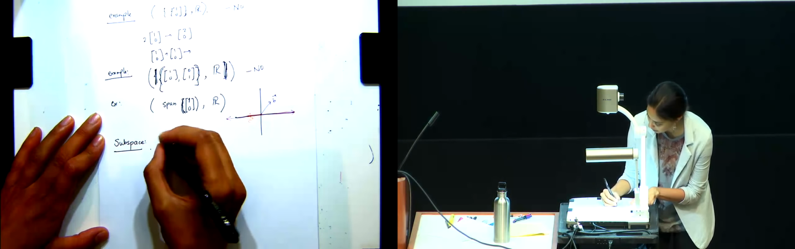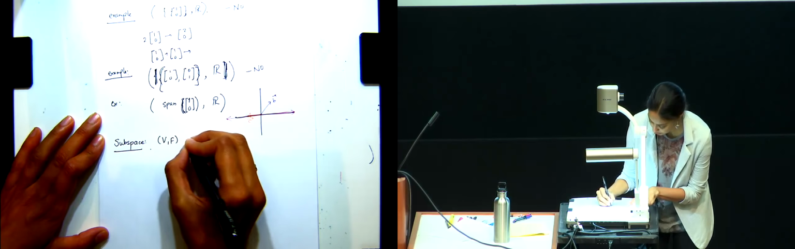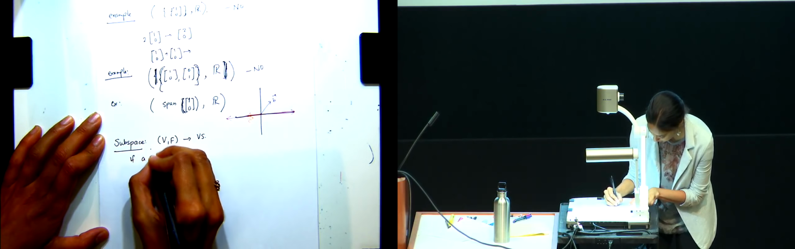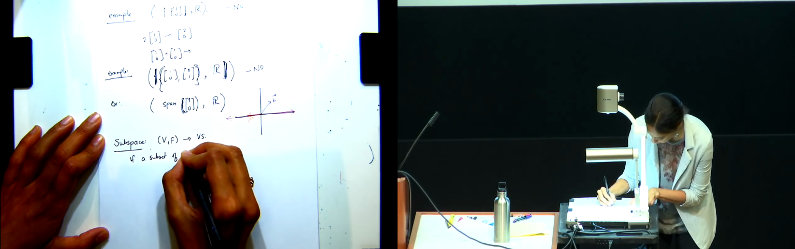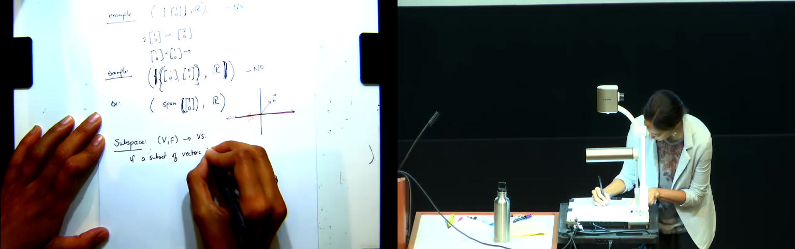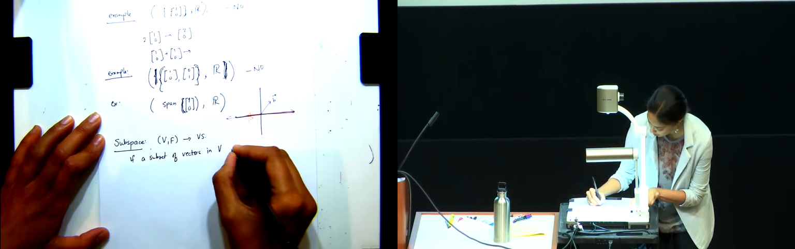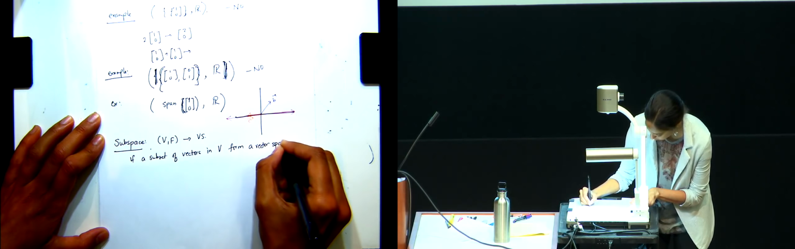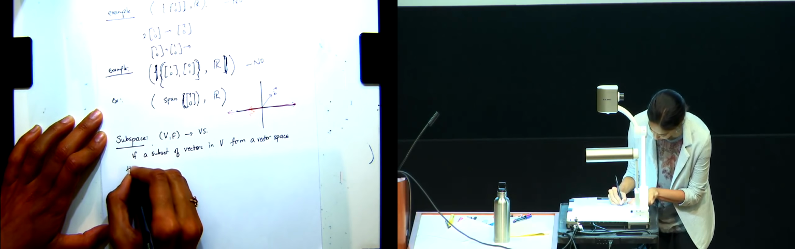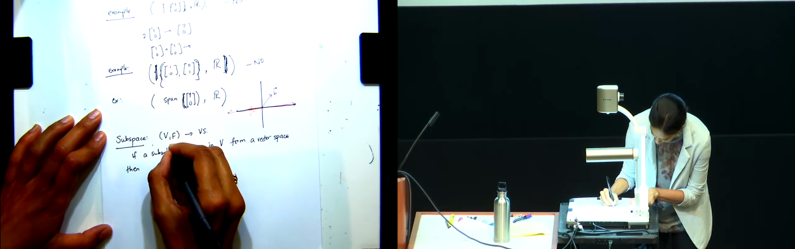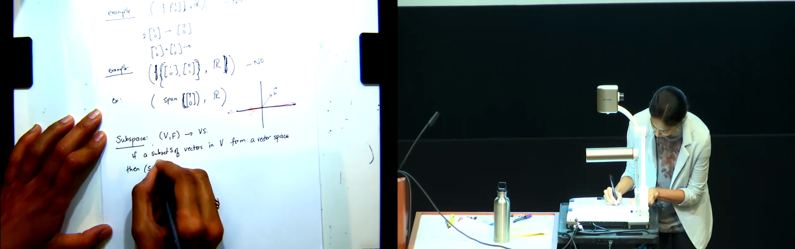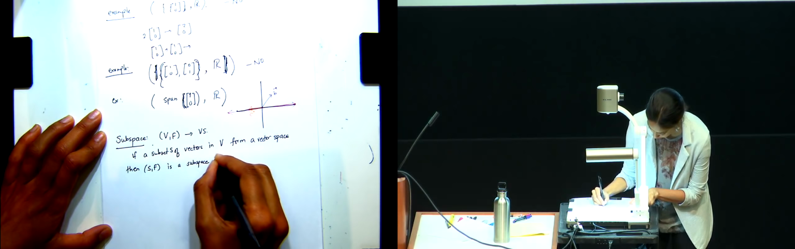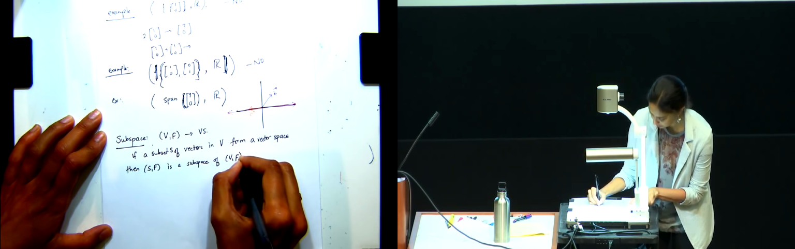So let's say V, F is a vector space. Then if a subset of vectors in V form a vector space, then let's say it's called the subset S, then S comma F is a subspace of V comma F.